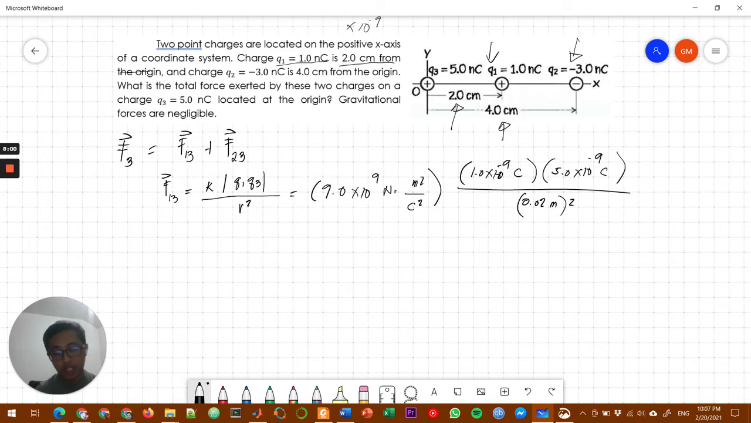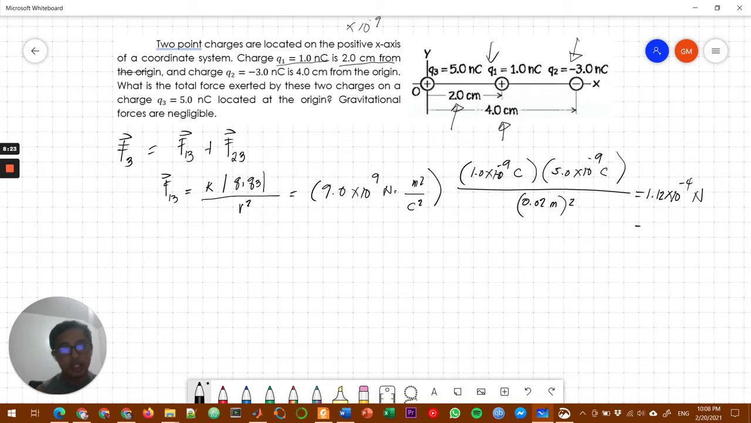Okay. So if you multiply that using, of course, a calculator, the result would be 1.12 times 10 to the negative 4. The unit is, of course, Newton, because this is force. Okay.